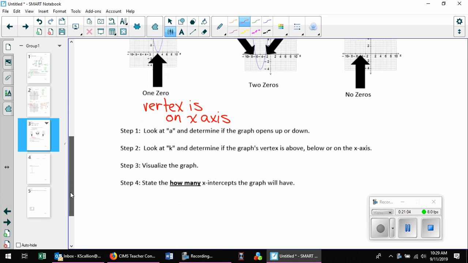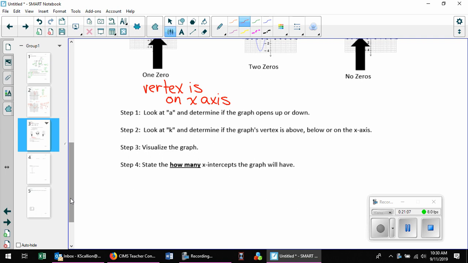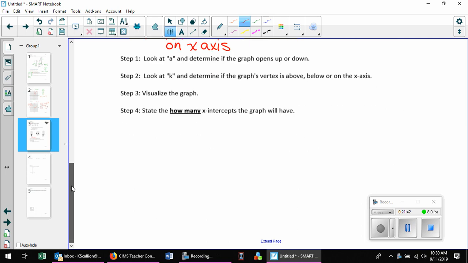All right. So this is going to be a visualization technique. First thing you're going to do to figure out how many, not where they are, but how many x-intercepts we have, is look at your A value. Is your graph opening up or down? That's all you've got to decide. Then look at your K, or find your vertex. It's opening up or it's opening down. Visualize the graph, and then say how many. Because basically, if you did this for one day, you're not going to be visualizing something. It's really quite easy. So if I give you this equation, I'm making this up as I go.